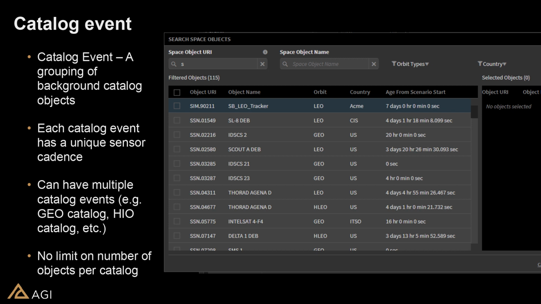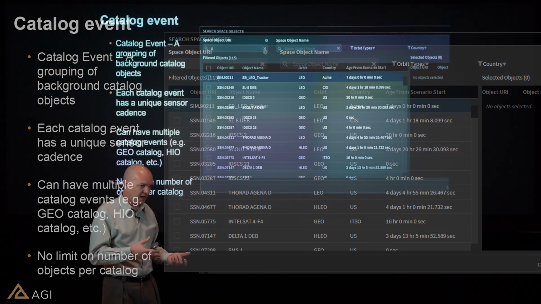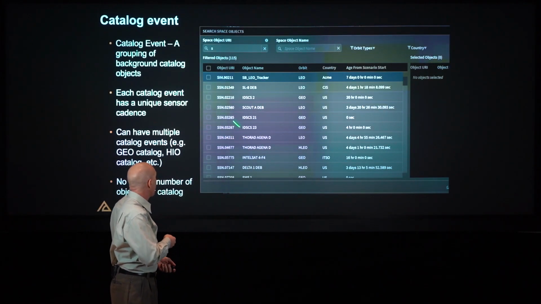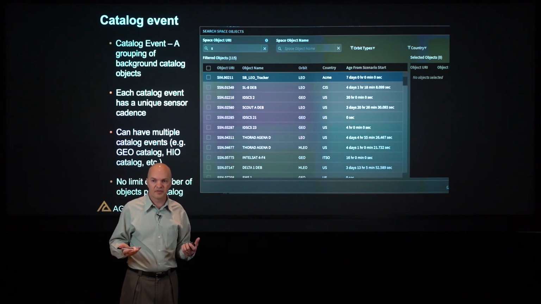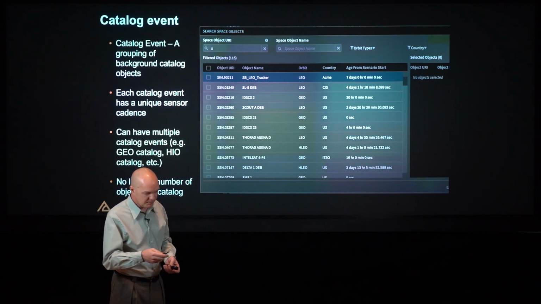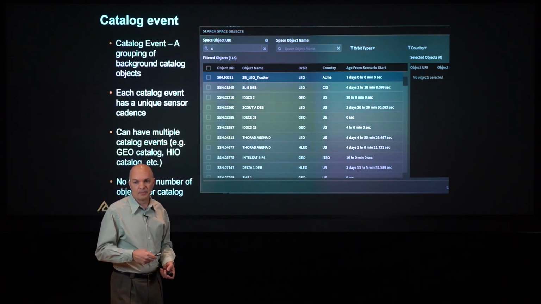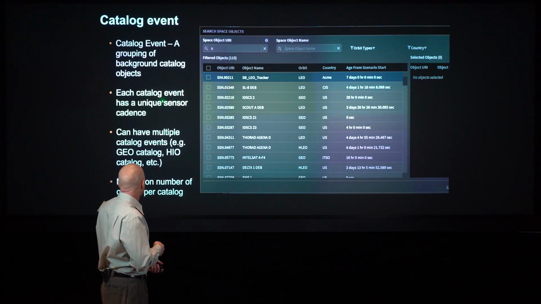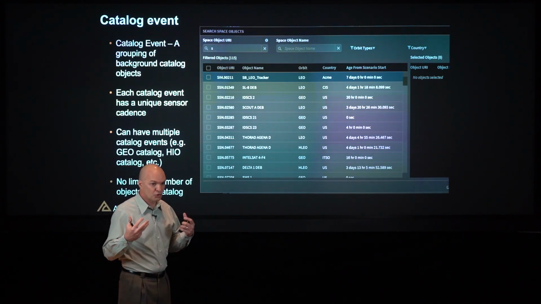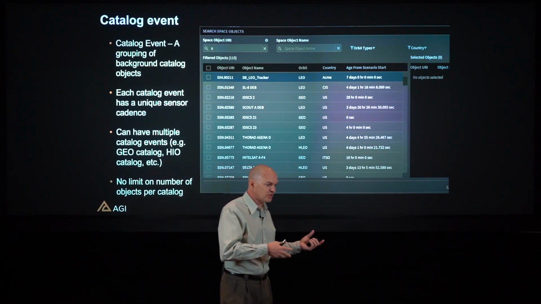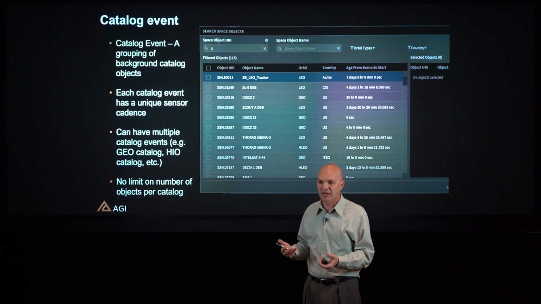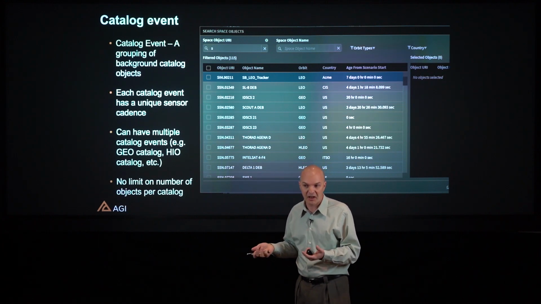We also have a catalog event, which is a somewhat unique type because it really consists of a grouping of objects. The reason they're grouped is because they're all going to share the same sensor cadence. Each of these objects in this catalog event is going to have the same number of observations produced, if possible, by the same sensor network. So each catalog event has a unique sensor cadence, and since each group uses the same sensor cadence, if you want different objects to have different cadences, you can create multiple catalog events.